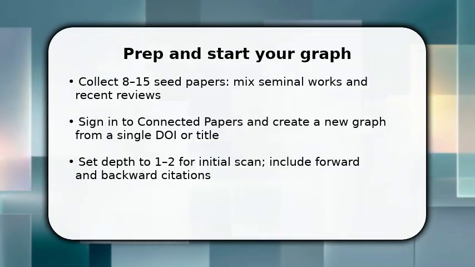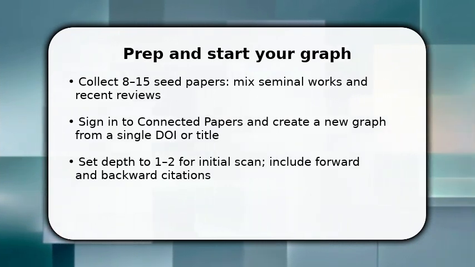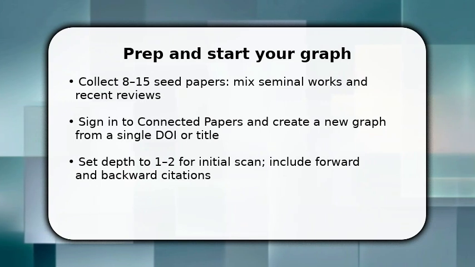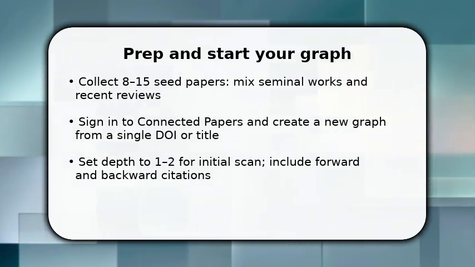You begin by choosing 8 to 15 seed papers that span classics and recent reviews. This gives the algorithm breadth. Next, open Connected Papers and create a new graph from one DOI or a clear paper title.